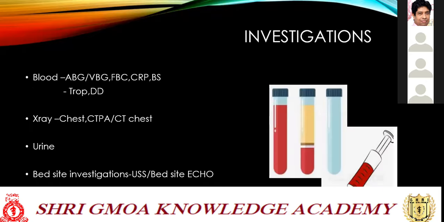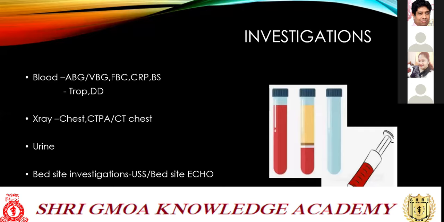Investigations-wise, blood investigations, definitely you have to do ABG and VBG. It's very important to check the patient's saturation, oxygenation, and carbon dioxide and bicarbonate level. Then the full blood count, CRP, blood sugar level, it's very important. Troponin and D-dimers are very important as far as pulmonary embolism and ischemic heart disease are concerned. If you need, you can do renal function, liver functions, PT/INR and APTT as well. Then the X-ray, important. Yes, basic chest X-ray.